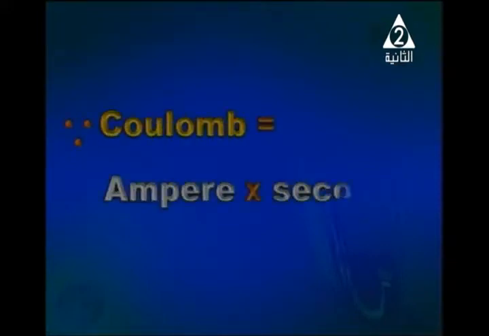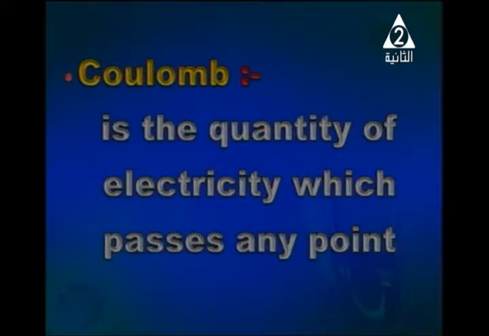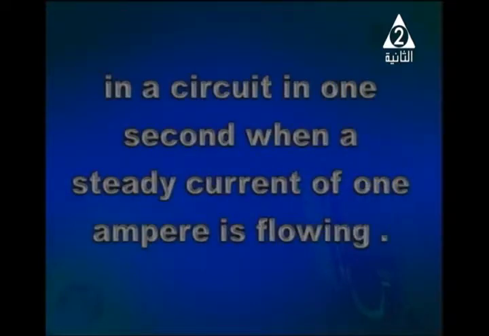And what about the definition of coulomb? Since coulomb equals ampere times second, okay, so what about coulomb? It is the quantity of electricity which passes any point in a circuit in 1 second when a steady current of 1 ampere is flowing.